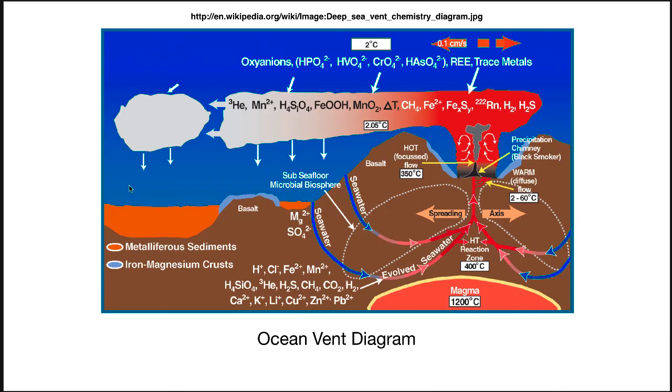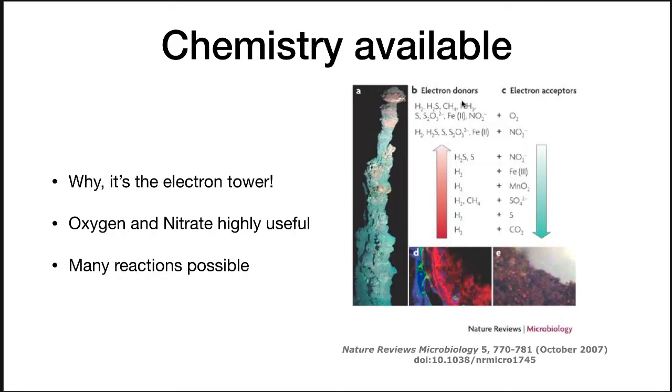Here are the different things that get produced. All the seawater comes in, it gets superheated, it blasts out, it picks up all these ions, and you get all these reduced compounds being thrown into the ocean at these deep sea ocean vents. There is a huge amount of chemistry available. Here's the electron tower. We've got a huge number of electron donors that can donate electrons to a whole bunch of electron acceptors. When that happens, you know there's going to be a huge collection of microorganisms, bacteria and archaea that can take advantage of them.